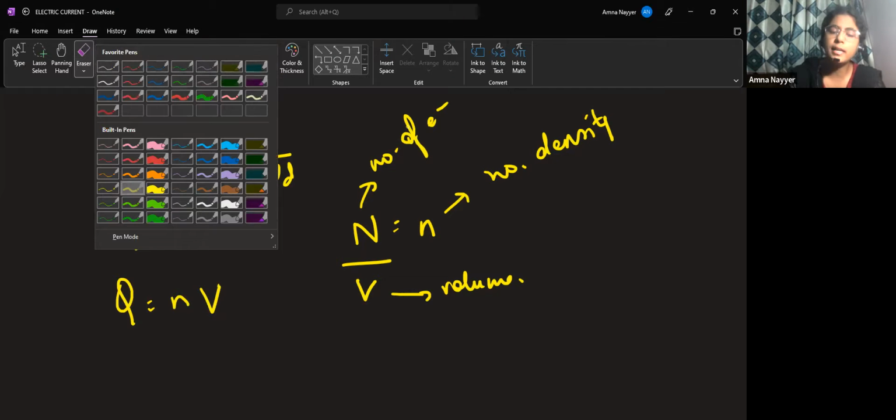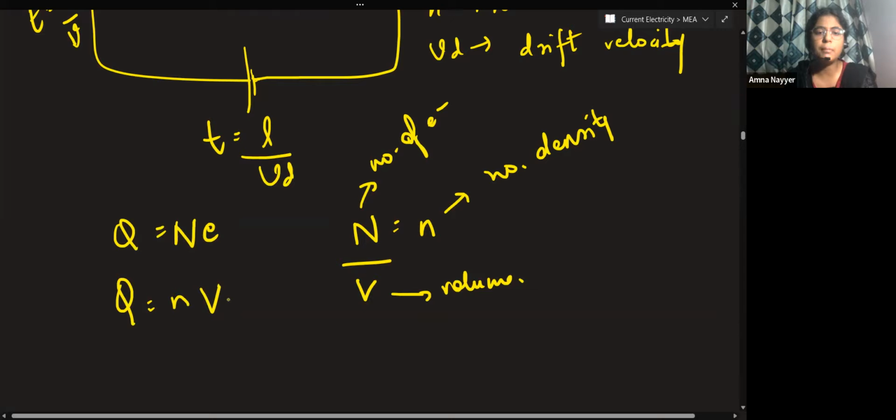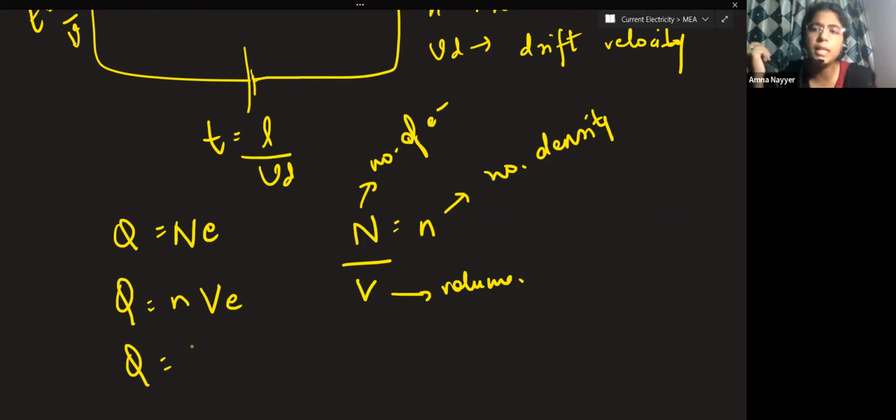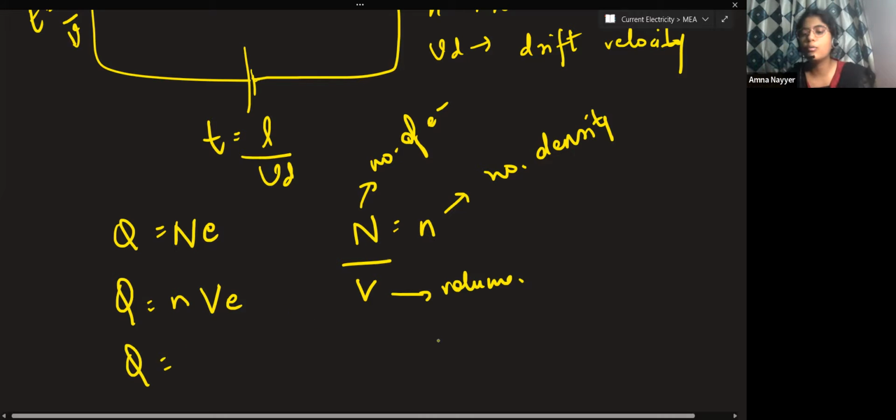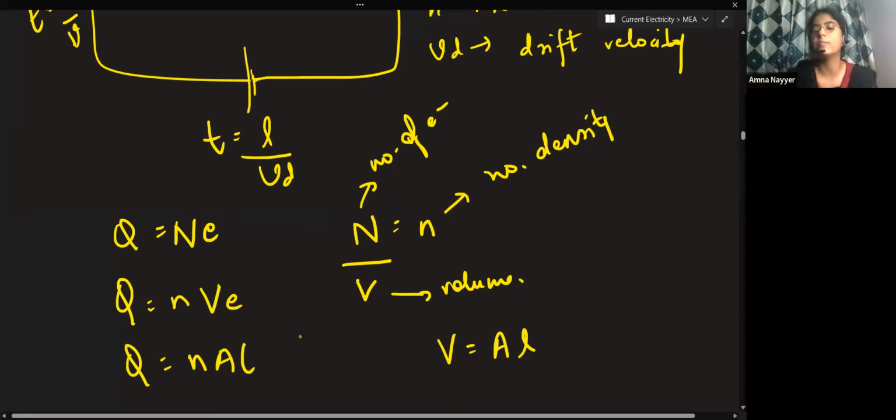Now volume also we can substitute. So this becomes N into capital V into E. Volume is always given by area multiplied by thickness. And wires are usually cylindrical, like these wires. The volume of a cylinder is given by area of the cylinder multiplied by the length. So volume is area into length. So this can be written as N into AL into E.